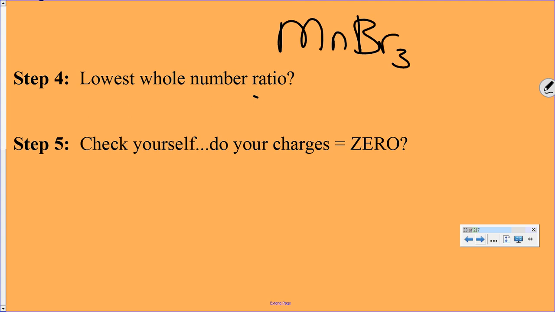Now, we always want to be able to check ourselves here. So do we have a lowest whole number ratio? We've got 1 manganese, we've got 3 bromines. That's a lowest whole number ratio. Our manganese, that Roman numeral tells me it's got a +3 charge. Each bromine has a -1 charge. That absolutely cancels out to 0.